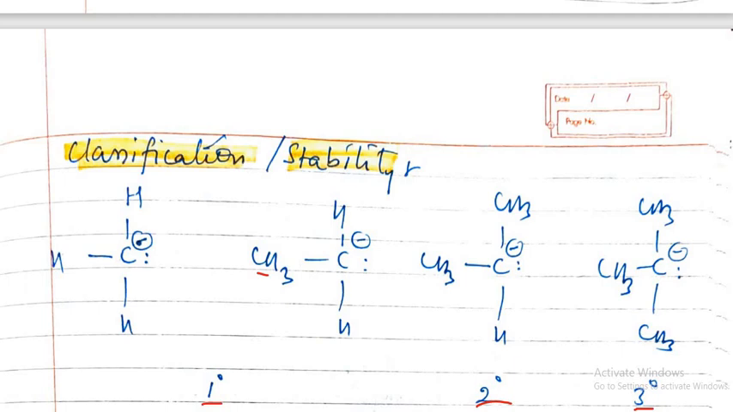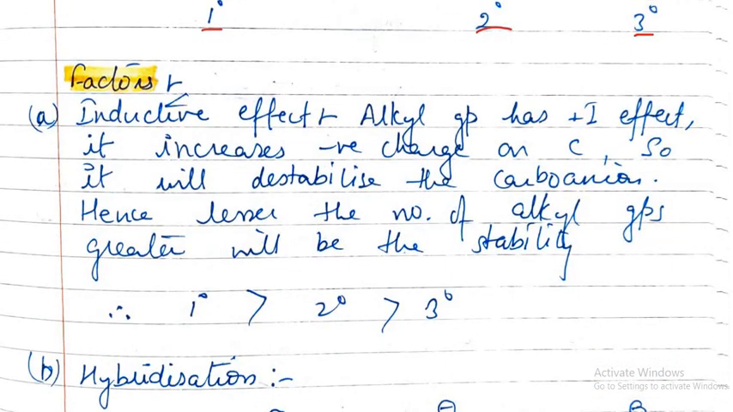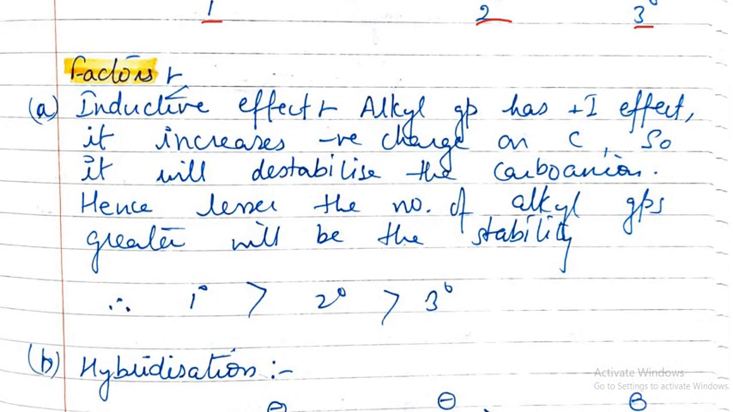Now next, the question arises of their stability. Which are more stable? The stability can be explained on the basis of various factors. First is the inductive effect. As we already know, in the inductive effect there is a permanent displacement of electrons towards a polar covalent bond attached at the end of the carbon chain. This we have already done.